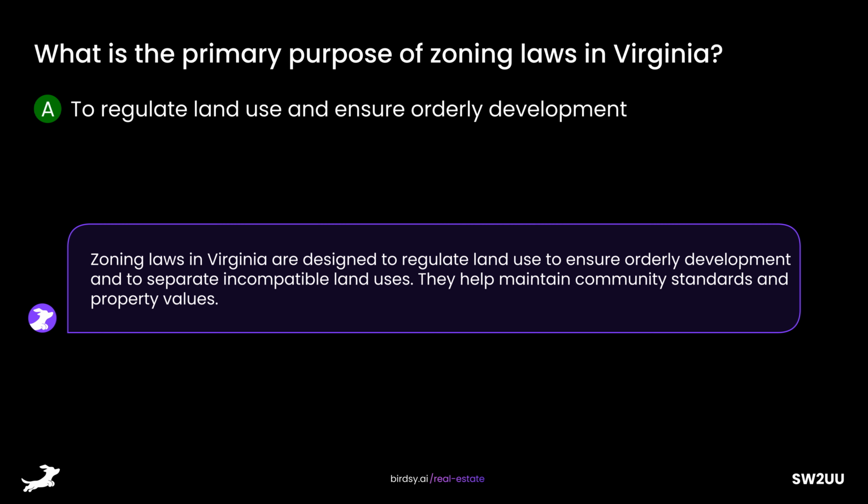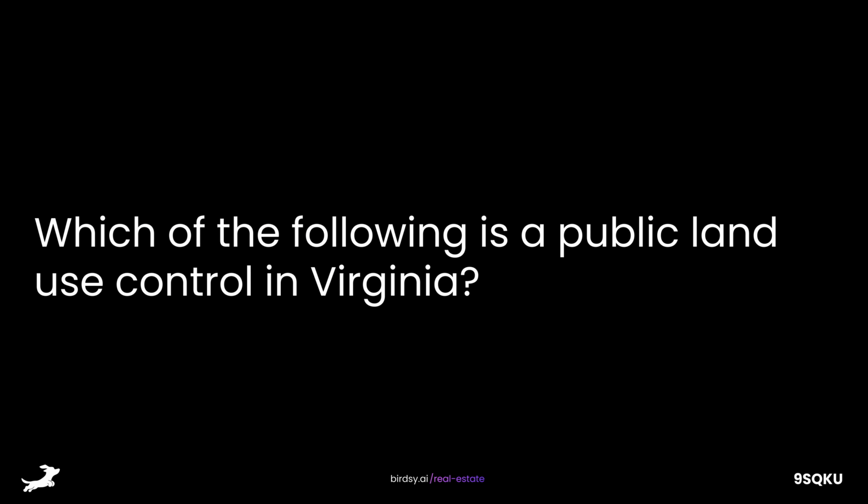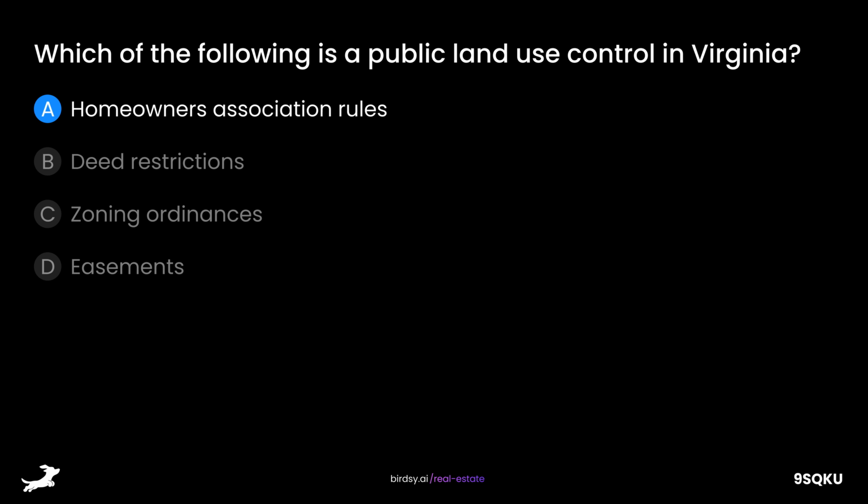Zoning laws in Virginia are designed to regulate land use to ensure orderly development and to separate incompatible land uses. They help maintain community standards and property values. Which of the following is a public land use control in Virginia? Is it A, homeowners association rules? B, deed restrictions? C, zoning ordinances? Or D, easements? The answer is C, zoning ordinances.